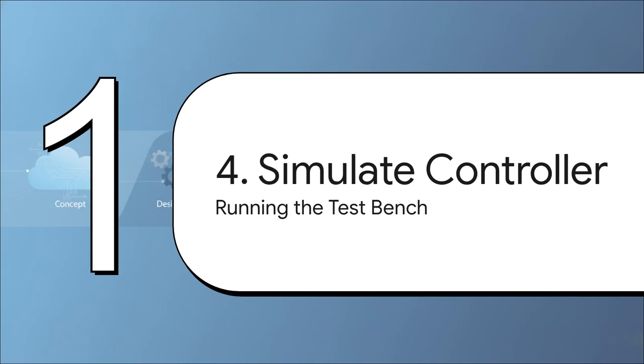Which brings us to step 4, simulating the controller and running the test bench. Writing code is really only half the battle. Before we ever spend the money to manufacture physical hardware, we absolutely must prove that our logic is flawless. There's a saying in hardware design, before building, we must break it, or at least try to. We do this using a test bench, which acts like a simulated obstacle course to rigorously test our elevator's limits before it ever carries a human being.